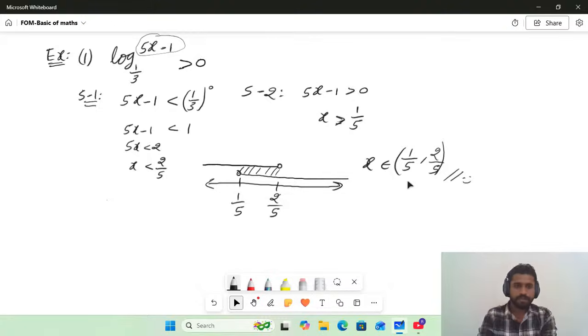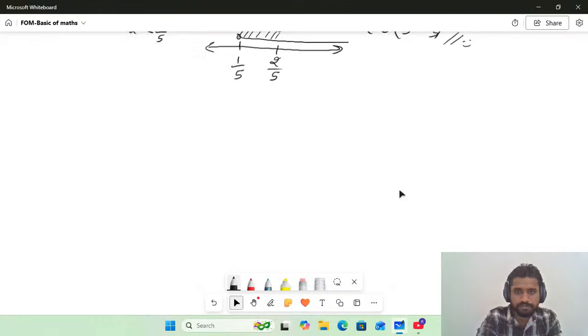Okay, so clear. So let us see one more example on these logarithmic inequalities. The second example is log of x square minus 5x plus 6.